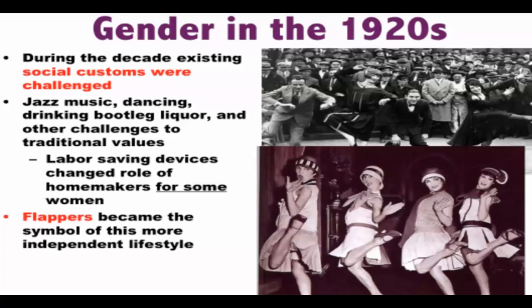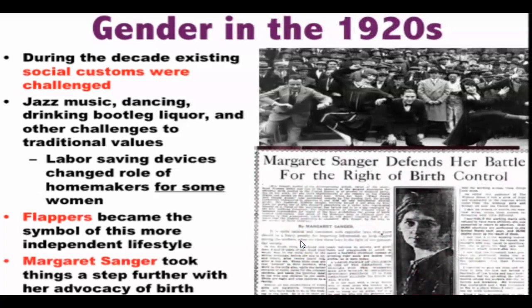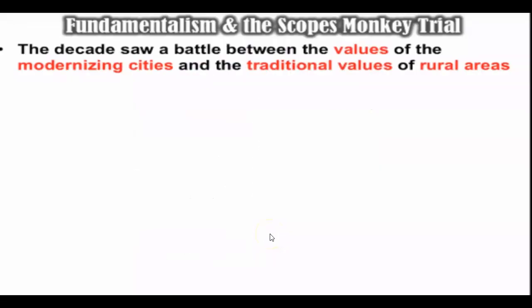Here you see 4 flappers. They were very carefree with their dancing. Notice the dress they have on, right? And how they wore their hair. Flappers were probably women that you would see smoking in public, something that was very looked down upon during the Victorian age. And then you had also Margaret Sanger defending her battle for the right of birth control, not parental rights, but family planning.